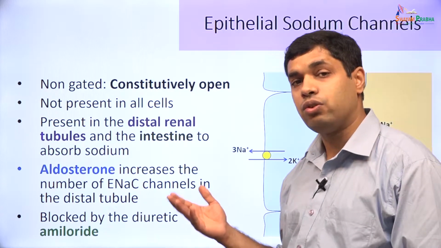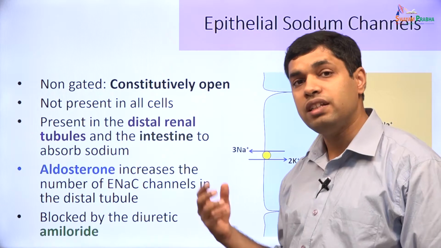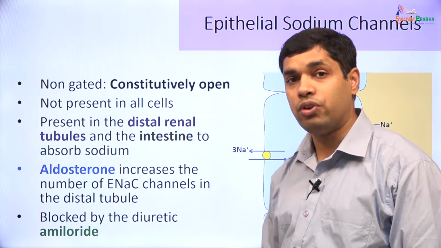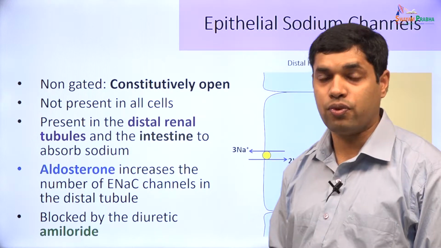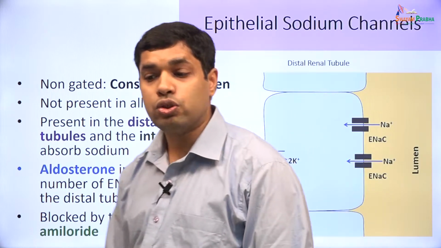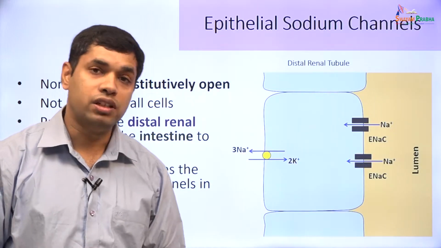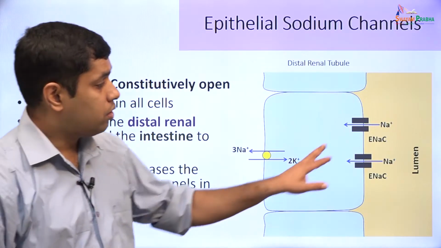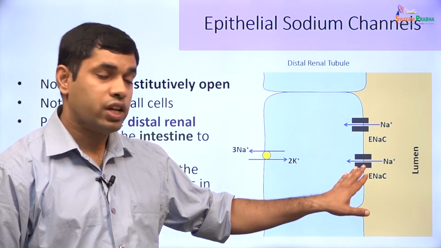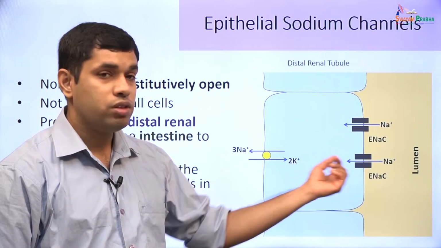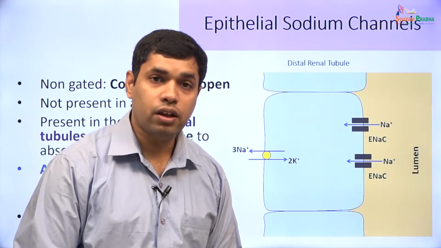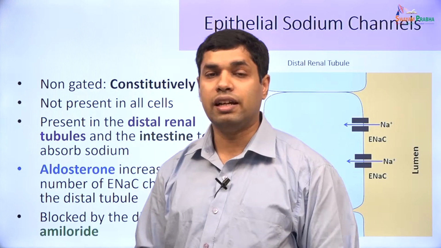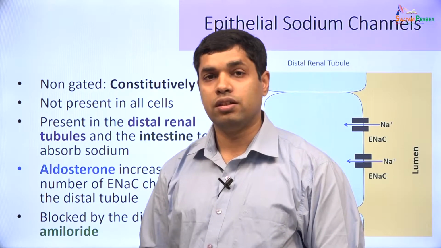So aldosterone action on the kidneys in the distal renal tubule increases the number of ENaCs on the luminal side of the membrane, thereby reabsorbing a large amount of sodium. This is also the site of action of the diuretic amiloride. So amiloride blocks this ENaC channel, therefore preventing sodium absorption and causing diuresis. So with this we have covered the common sodium channels, that is the epithelial sodium channel as well as the voltage gated sodium channels.